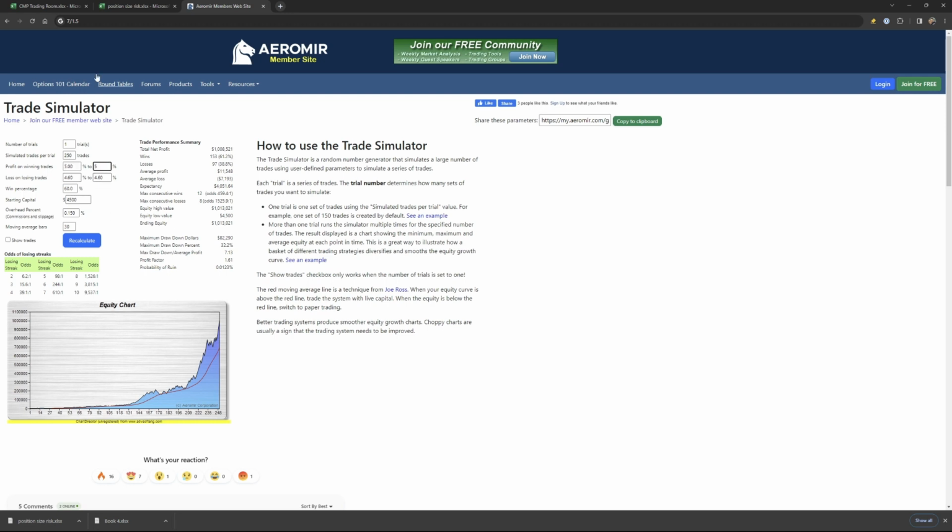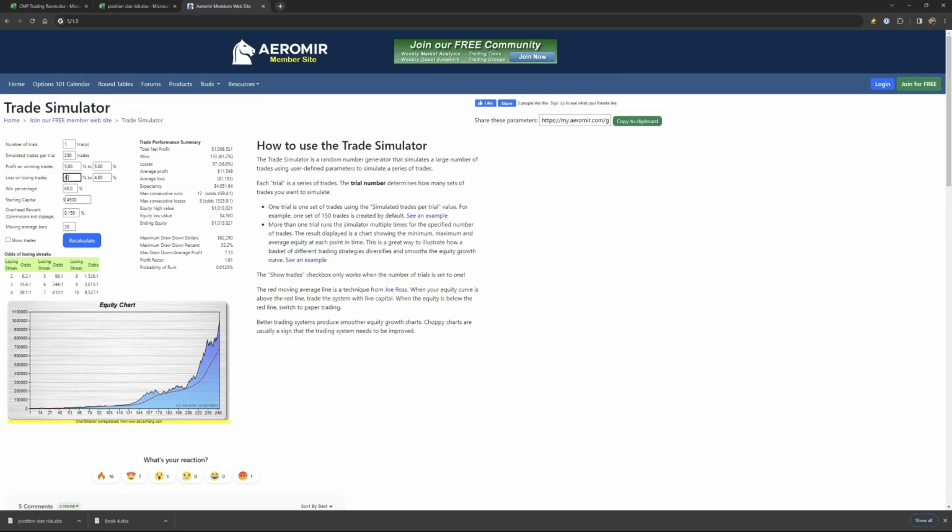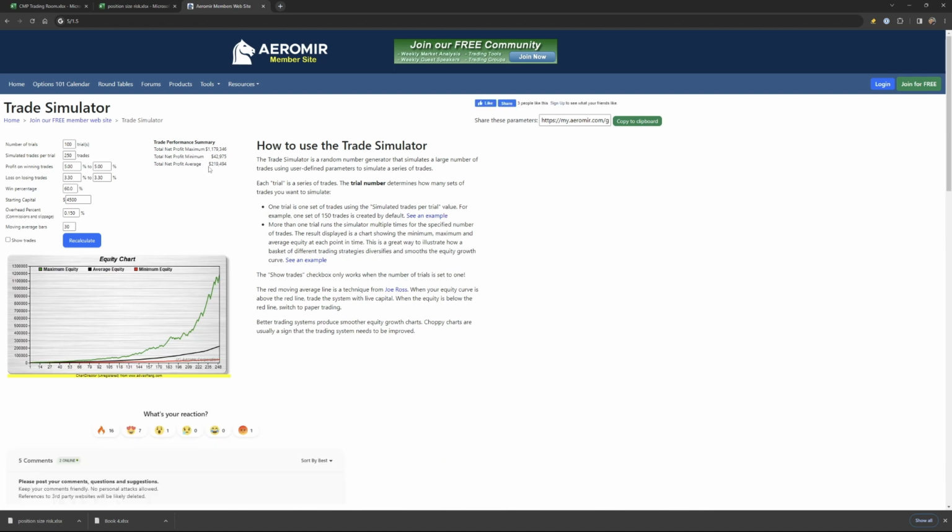So if we put it down to 5, and again 5 divided by 1.5, you're looking at around 3.3% on your risk. Okay, and like I say, it gets crazy because you are compounding these numbers. So in this scenario, you're looking at around 20% drawdown. Again, that's not too bad. That's kind of what I would be looking for, anywhere from 10 to 20% drawdown. And you can see here the average is still 220K, which is pretty amazing if you can do that on a 4.5K account.